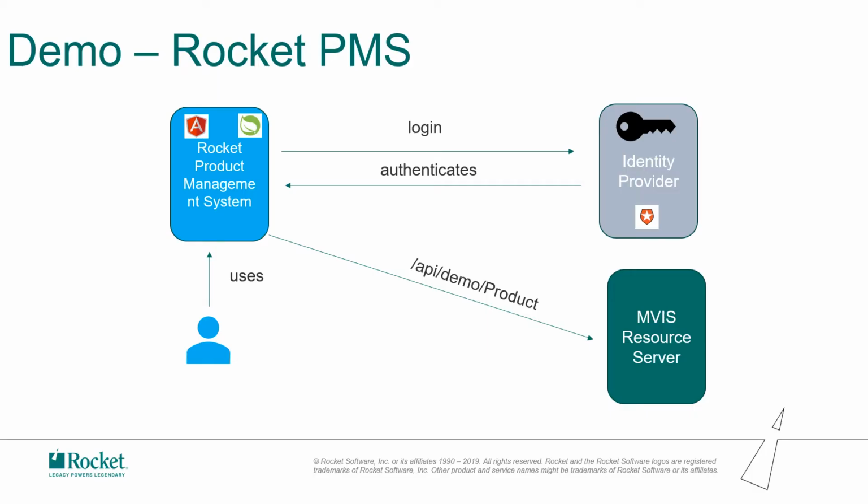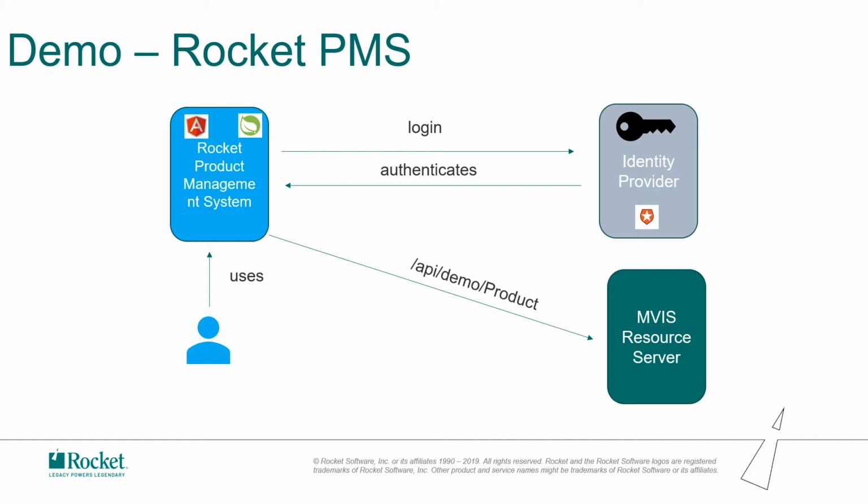So what we have created is an app called the Rocket Product Management System. It just gives you a list of products, not software products, but in general different products. And what I've done is I've created an Angular based single page application, and the backend is a Spring Boot opening up the REST APIs.